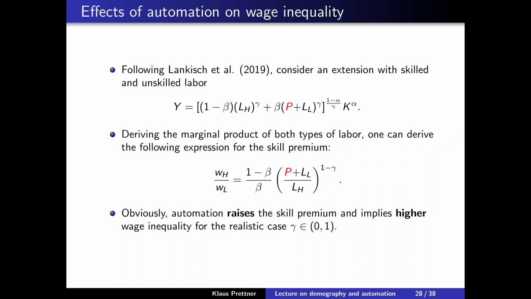But can we also say something on the personal income distribution, so on the wages in the economy? In the basic Solow model, we know that there is only one type of labor. So in this basic Solow model, we cannot say anything on the personal income distribution and the wage differential between low-skilled and high-skilled workers. But what we do in a paper with Clemens Lankisch and Alexia Prskawetz is to consider an extension of the production function where we allow for high-skilled and low-skilled workers.